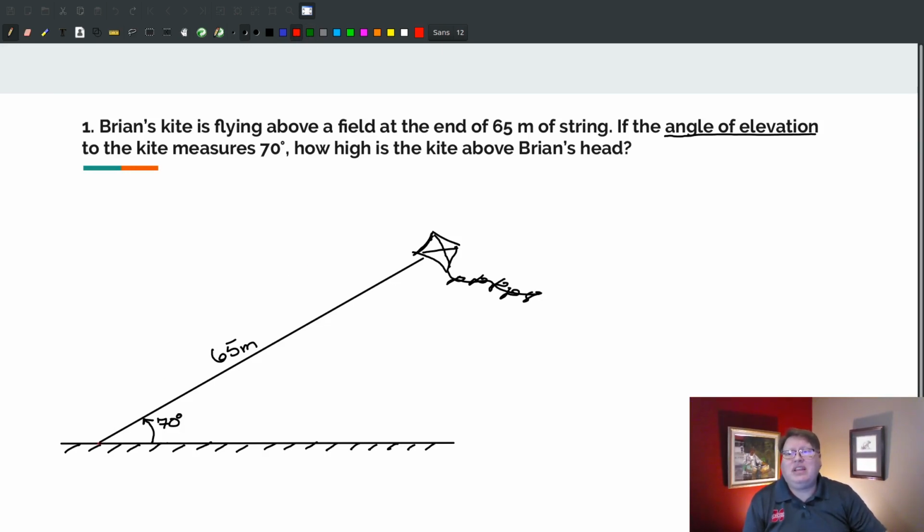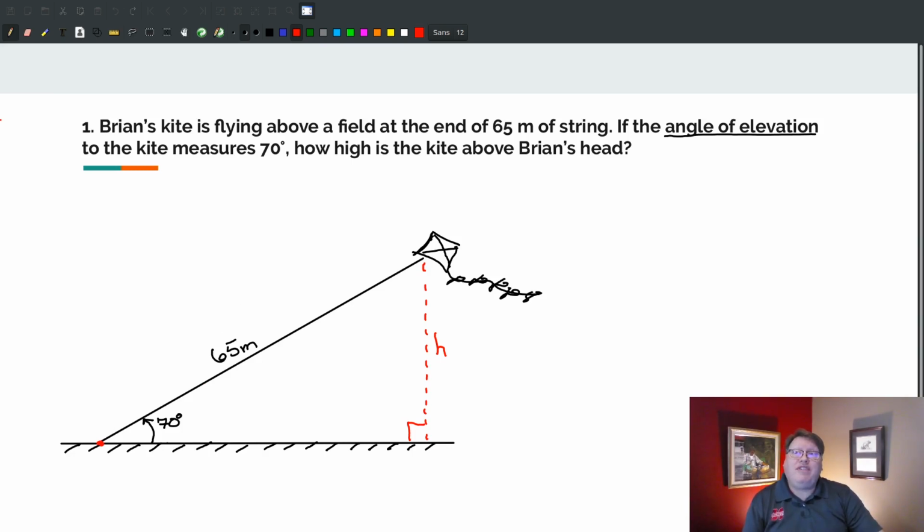Now assume his head is this point down here, right here. Then we're going to say the height above his head would be a straight up distance. And so I hope you're seeing that with that being the case, if we label this H, then we have formed a right triangle, okay?